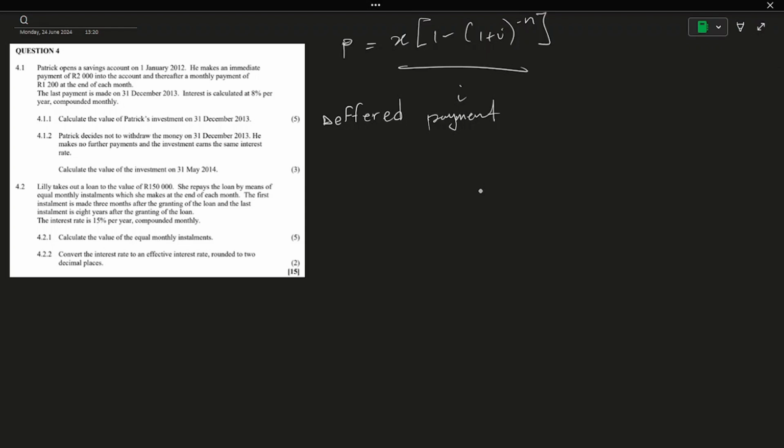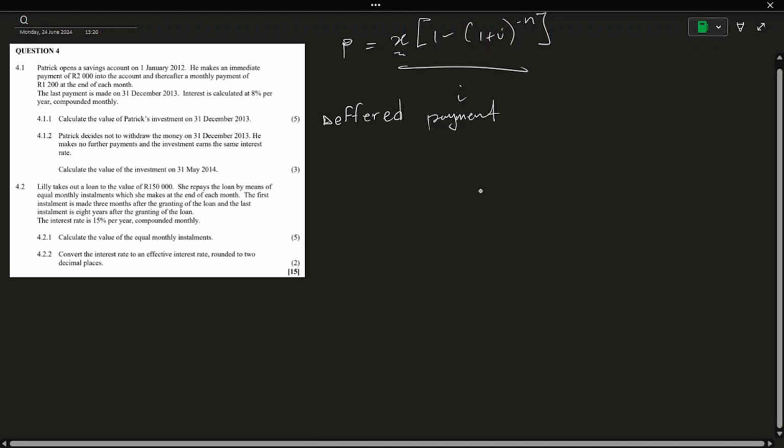So in this case, we are given a temporary n, but we know that our n is not the number of months or the number of years that we have, not in grade 12 financial mathematics. In grade 12 financial mathematics, we use our n as our number of payments, right? So when they talk about 8 years and this person pays monthly, we know that we have a temporary n, which we can use to find our real n, right? So the last installment 8 years after the granting of the loan, the interest rate. So now let's find our n, because we know we can easily get our x and maybe our i. But let's first deal with our n.